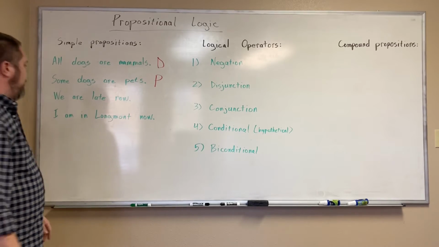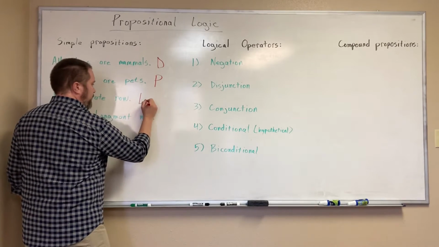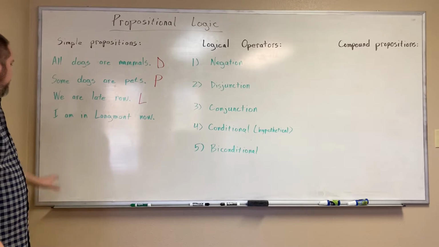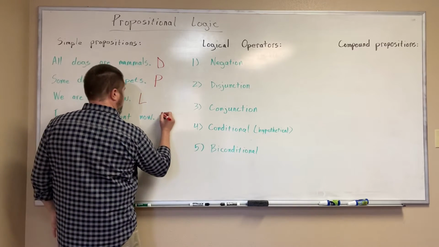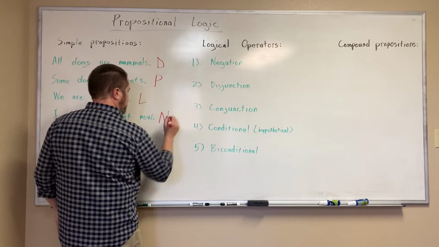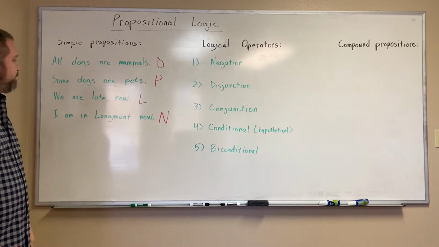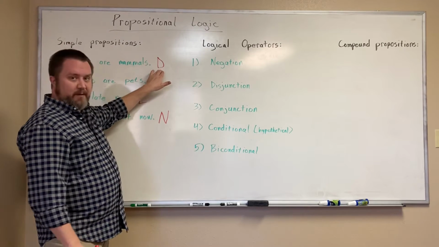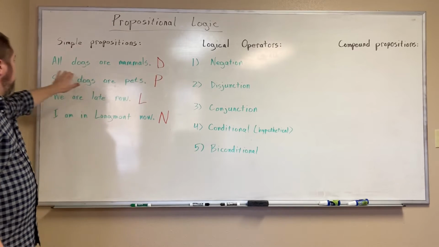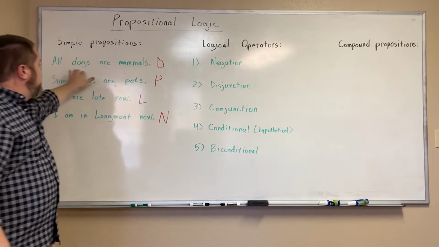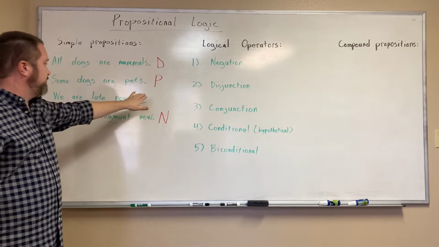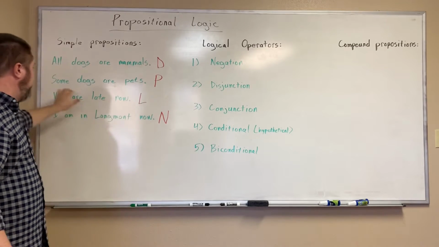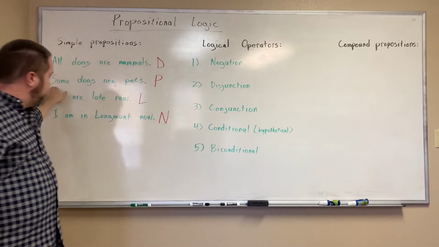We are late now. We can represent that with an L. And I am in Longmont now. We have two L's there, so I'll use an N. So that's just to say that when I use the capital letter D, it's in place of this entire statement, all dogs are mammals. Whenever I use the capital letter P, instead of just the category, it's the entire statement, some dogs are pets.